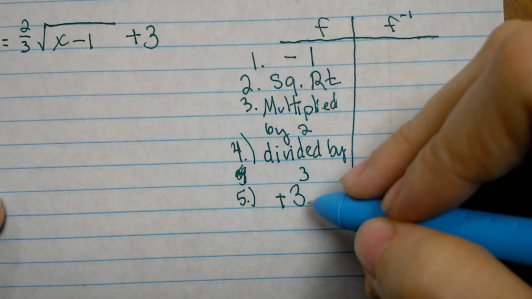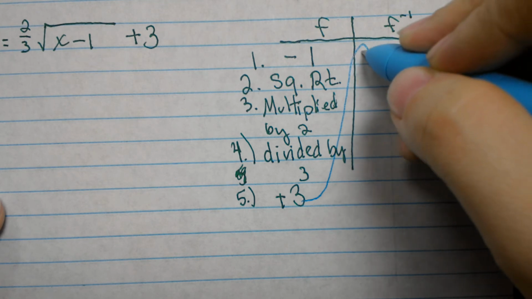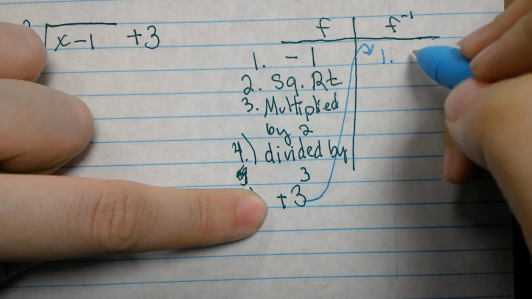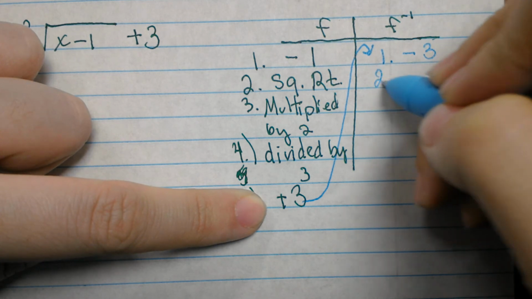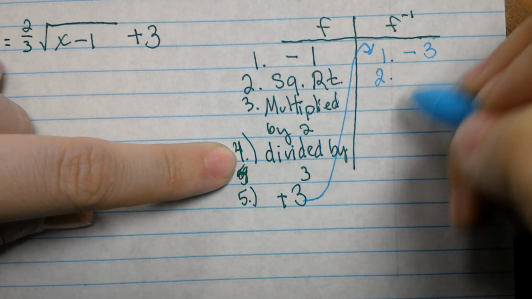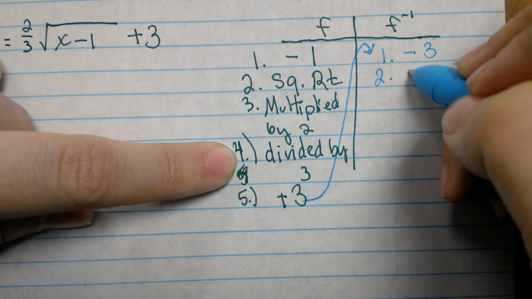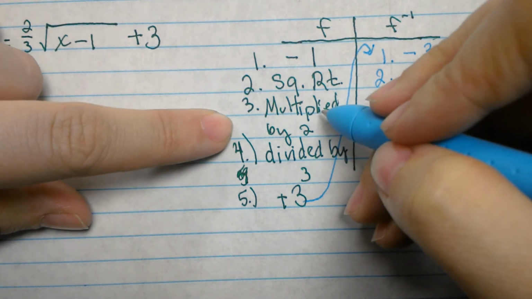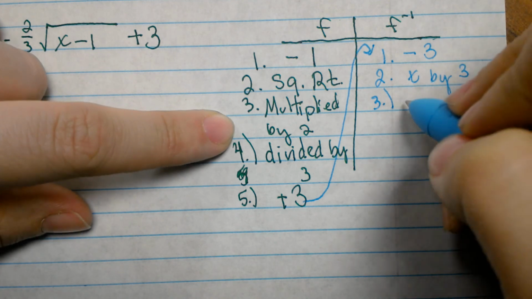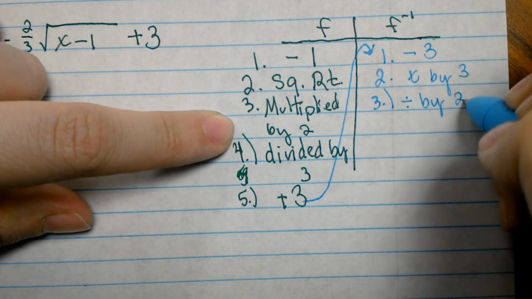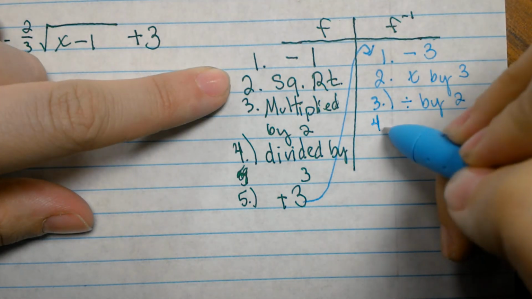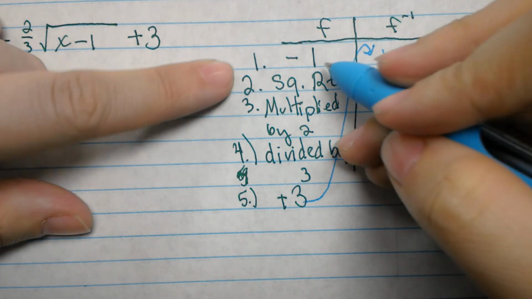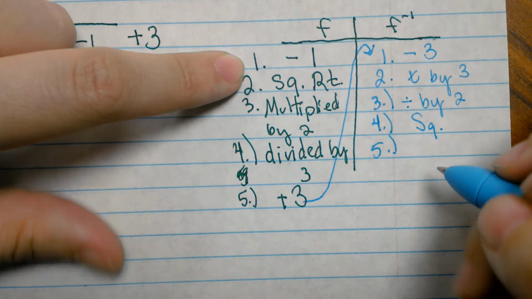So inverse, you're going to start with the last thing, do the opposite. So the opposite of add 3 is subtract 3. The opposite of divide by 3 is to multiply by 3. The opposite of multiply by 2 is divide by 2. The opposite of square root would be to square. And the opposite of subtract 1 would be to add 1.